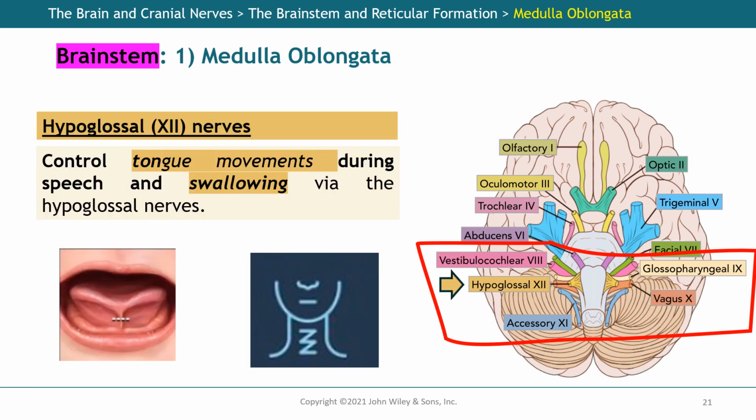And finally, nerve number 12 is the hypoglossal. This one regulates the tongue movement during speech and also regulates swallowing. Again, I'm trying to summarize as much as possible to tell you the function. In your textbook, you will find much more information.